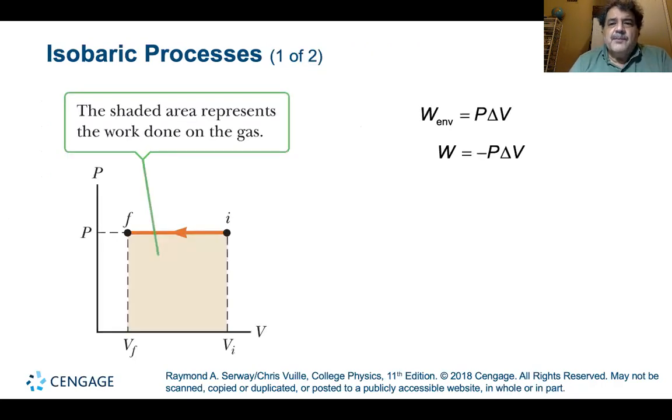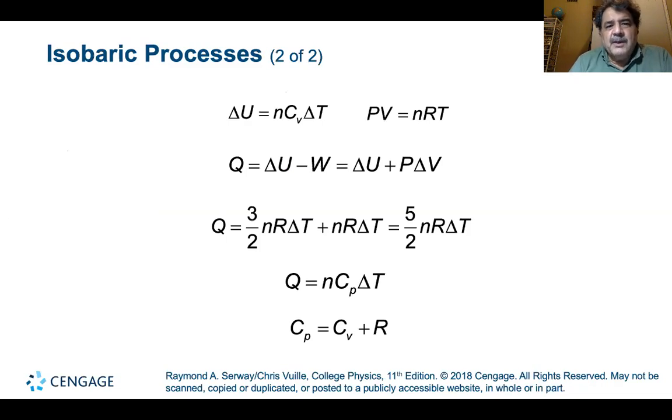Okay, so isobaric processes, the shaded area represents the work done on the gas. Work on the environment is equal to P delta V, so the work the system does is minus P delta V. Isobaric processes, delta U equals nCV delta T, PV equals nRT, Q equals delta U minus work equals delta U plus P delta V. Q equals 3/2 nR delta T plus nR delta T equals 5/2 nR delta T.